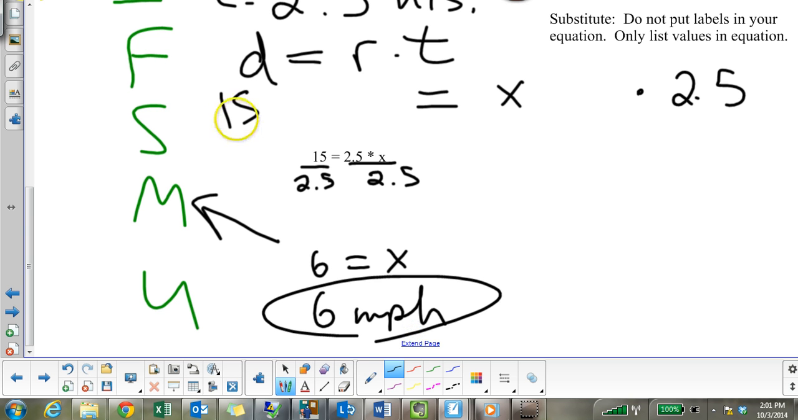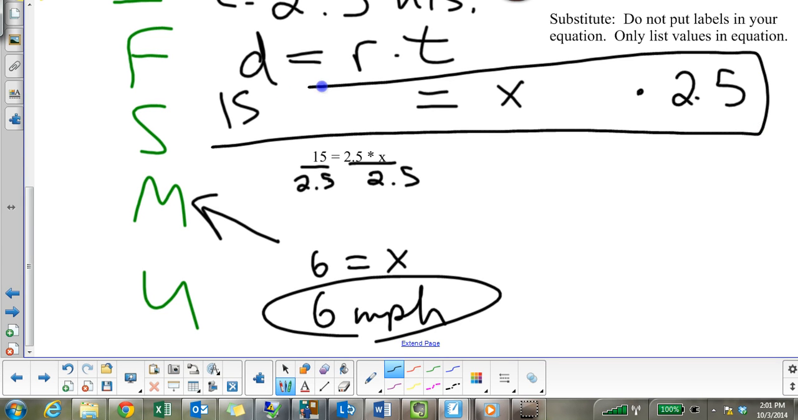It got a lot easier once we just wrote the equation without the units in there. It just became a one-step easy solve. When the units were written in there, it looked like a whole big mess of stuff. Okay?